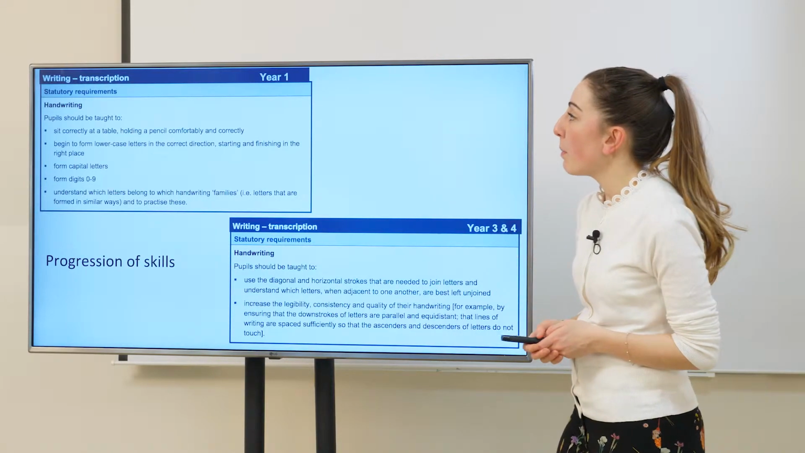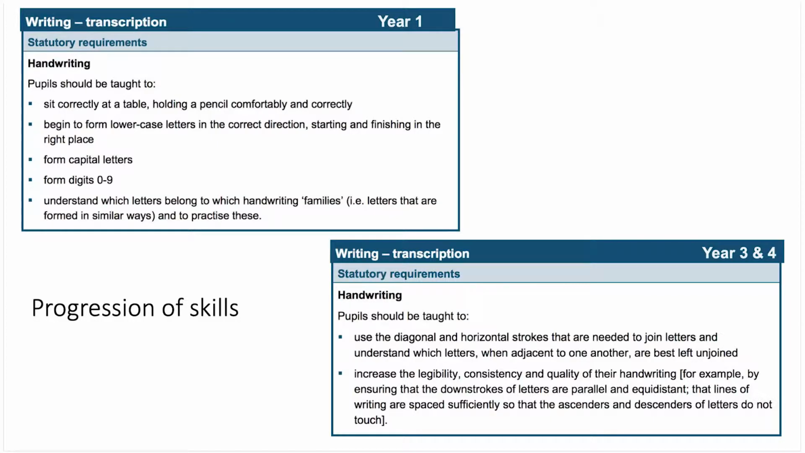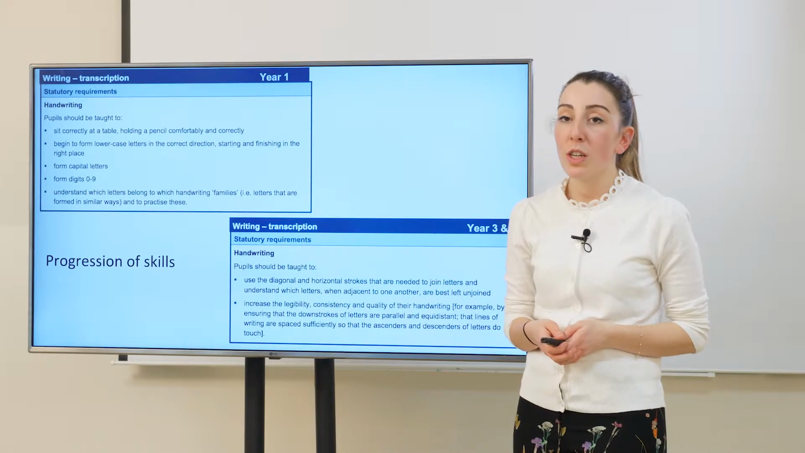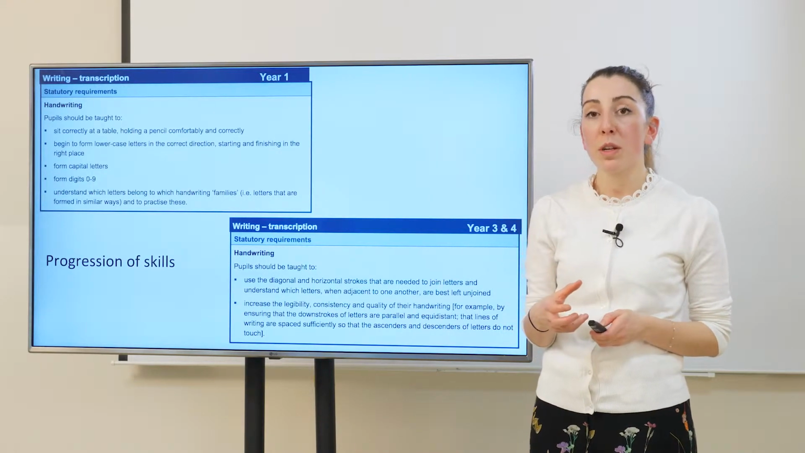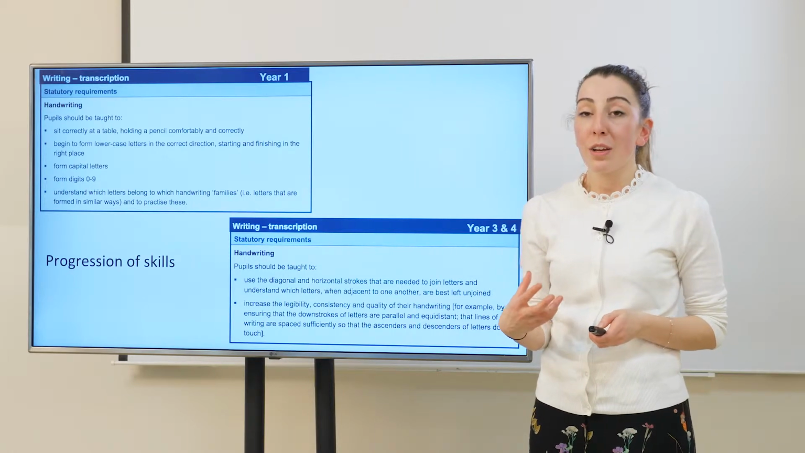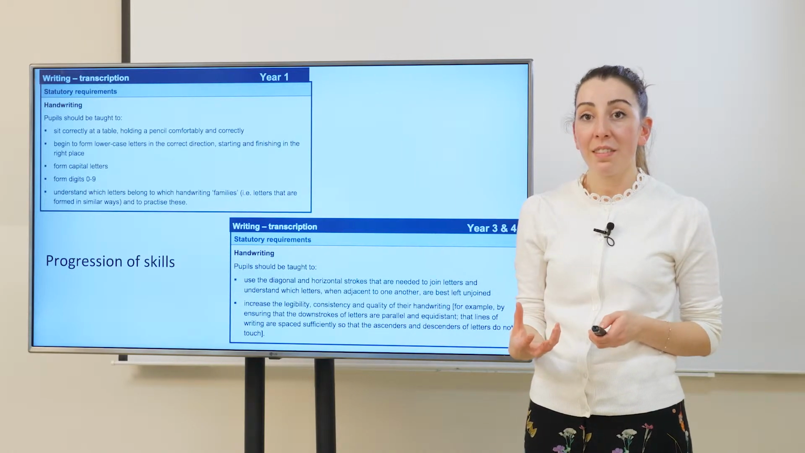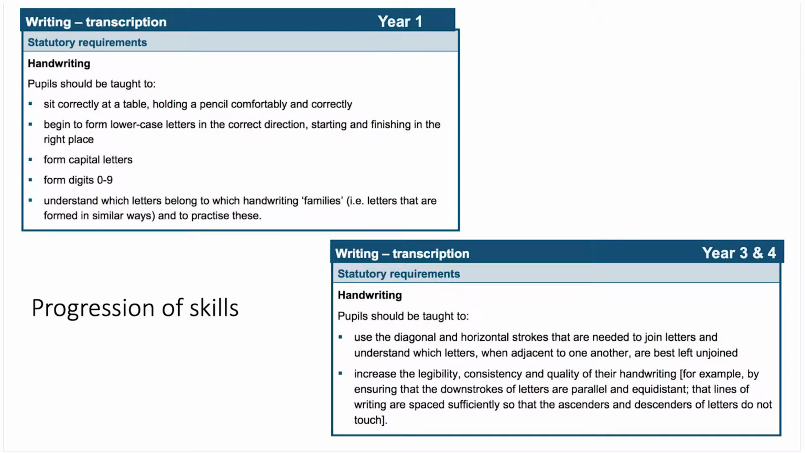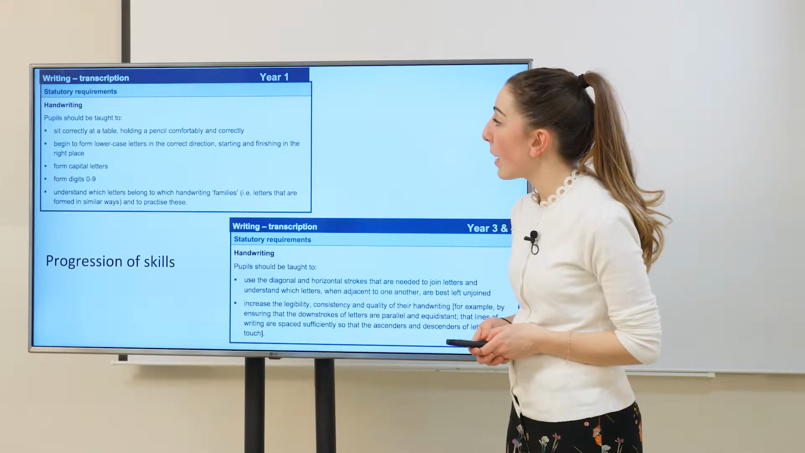So if we look at Year 1, we have pupils that are being taught to sit properly at a table, holding a pencil comfortably and correctly. Sometimes children in Year 1 that have just come from nursery and reception can't sit down. And so it's a really important skill to be a really good writer, is to be able to sit on a chair. Then we've got begin to form lowercase letters in the correct direction, starting and finishing on the same line in the right place.